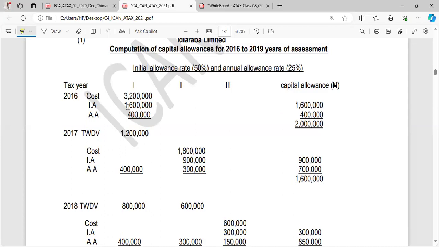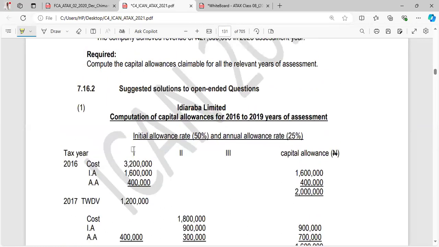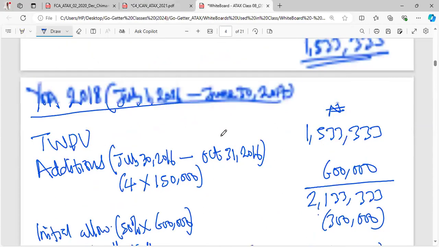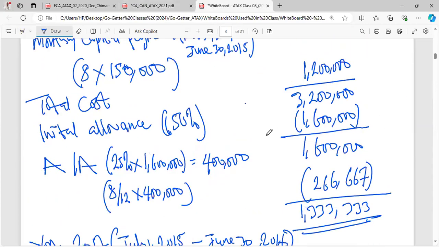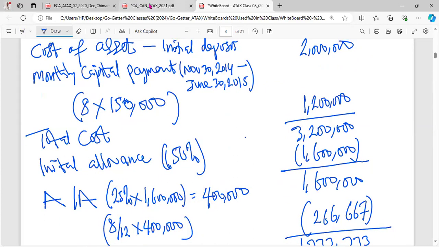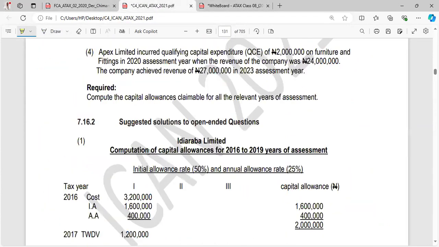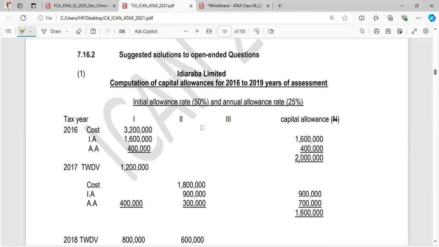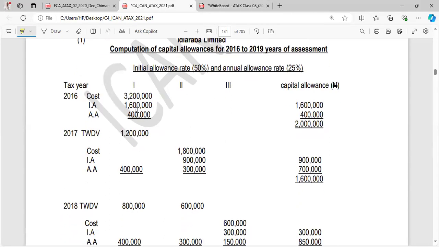The way I can do it is 1, 2, 3 here. You can decide to do it that way. So they have their cost here as 3,200,000. We had our cost here 3,200,000. Initial allowance was 16. Yes. Annual allowance was 400. It was not prorated. I disagree with this based on what we read. It was not used for the full year. It should have been prorated.